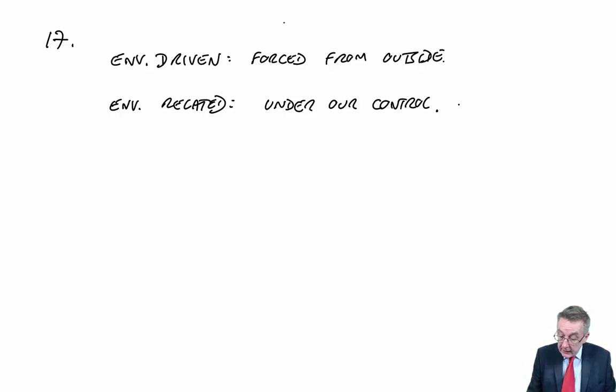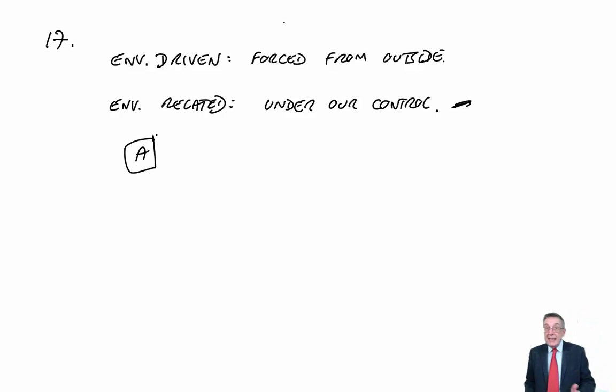Environment-related costs, the ones we can control, can be attributed to joint cost centres. Environment-driven costs, ones we don't control, can't be. Well, that is true. The answer is, in fact, A. I'll have a quick run through the others, but it is A.